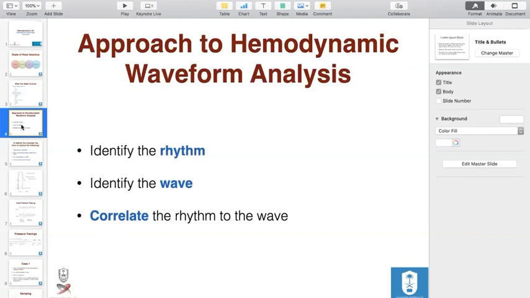When you approach hemodynamic waveform analysis, there are three things. One, you want to identify what kind of rhythm is there. That's going to really make a difference: AFib, sinus, or a bundle branch block really changes how you analyze the pressure tracing. Two, identify what type of waveform it is, whether atrial, ventricular, or arterial, and whether it's right-sided or left-sided, and then you correlate the rhythm to the wave. Based on that correlation, you can characterize which is a systolic event or diastolic event, and identify the pathologies accordingly.